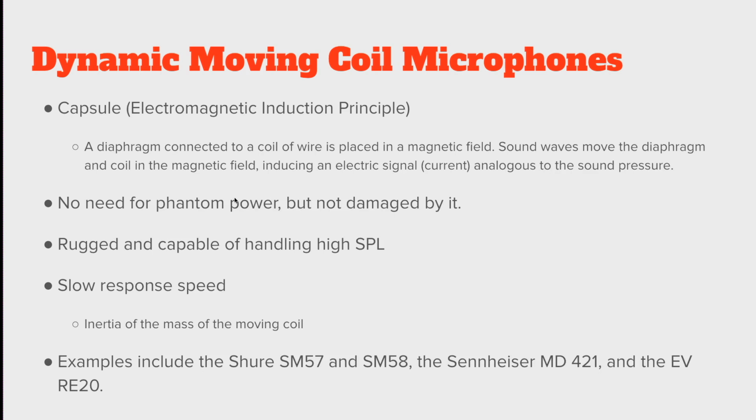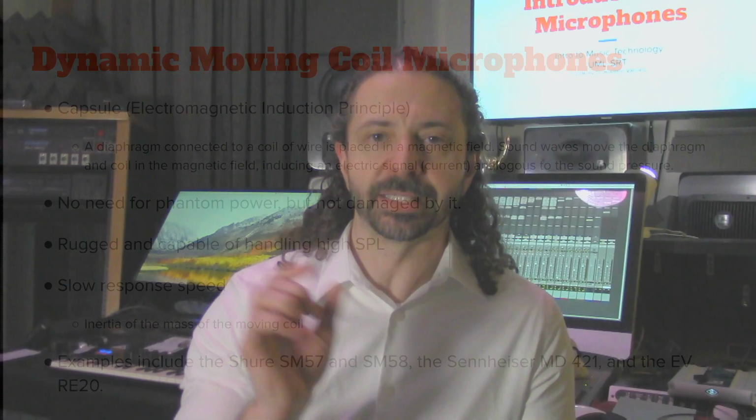Some of the characteristics, some of the pros of a dynamic microphone: they're rugged, and they're usually capable of handling relatively high sound pressure level. In fact, of the microphone types we'll talk about today, on a consistent basis, we would say dynamic microphones are probably most capable of handling high SPL. However, because of the inertia issue, they have a relatively slow response to sound. When sound first arrives and interacts with the diaphragm, it takes the diaphragm a minute to start moving back and forth.